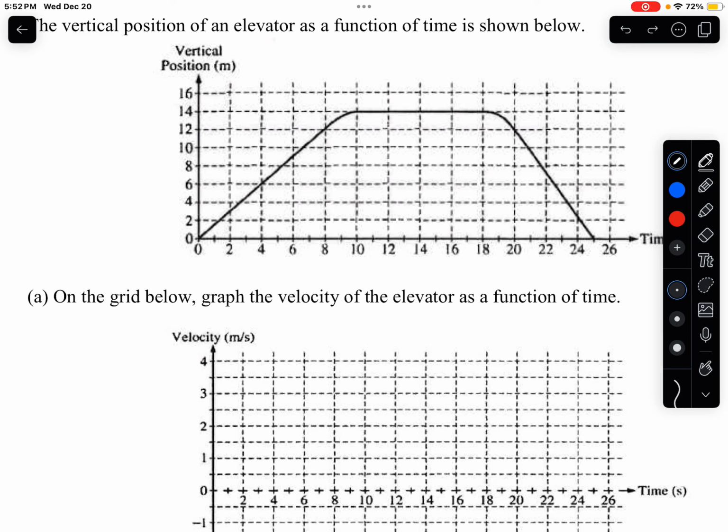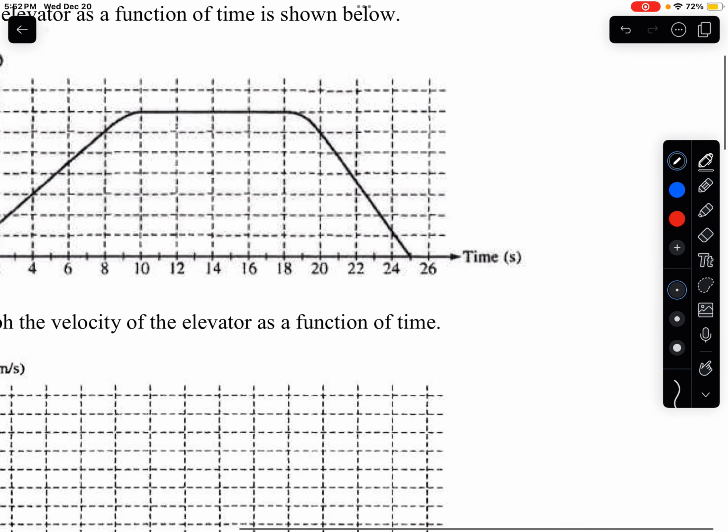So to find the velocity from 0 to 8, I'm going to do average velocity equals displacement over time. Then final position, I'm going to choose from 0 to 6. So xf is 6, xi is 0. The time it took was 4 seconds. So average velocity is going to be 1.5.